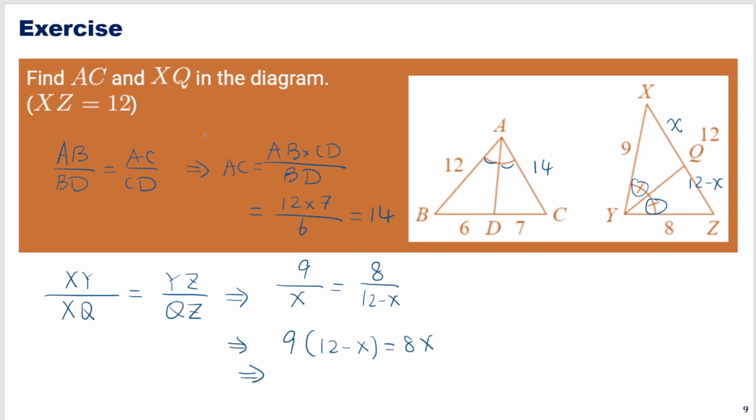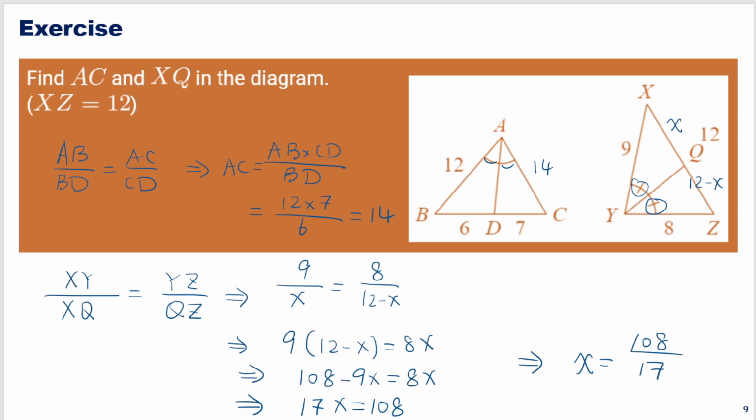Which gives us 108 minus 9x equals 8x. Therefore, 17x equals 108, and therefore x equals 108 over 17, right? Can you follow me? So this is an application of the angle bisector theorem.